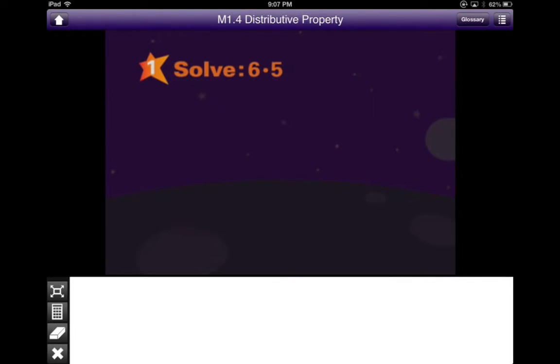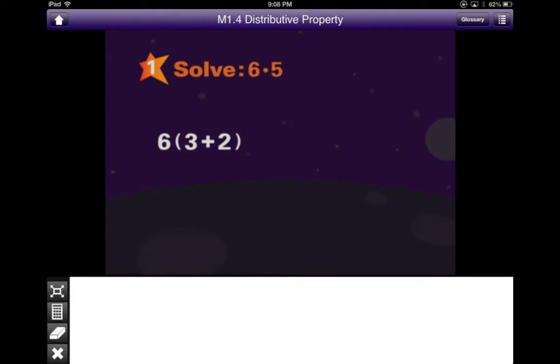In problem 1 of your lesson notes, solve 6 times 5 by renaming 5 as the sum of 3 and 2. Okay, so I want you to think about how you would write this down if you were using the distributive property that we just talked about. See if you can try this in your notebook and see what you come up with. You want to think about 6 being distributed over 3 and 2. Come back as soon as you think you're ready and press play.